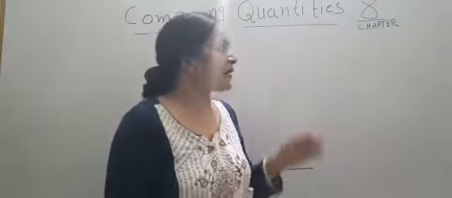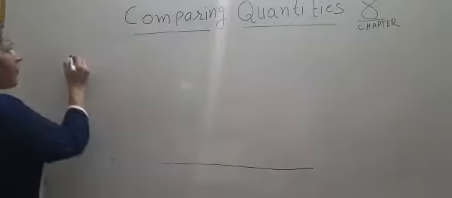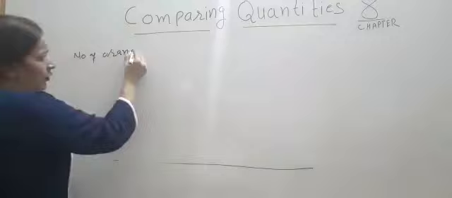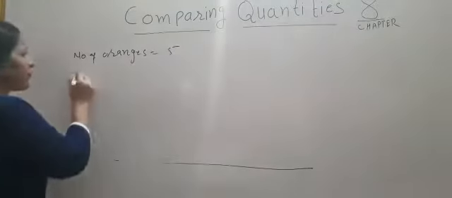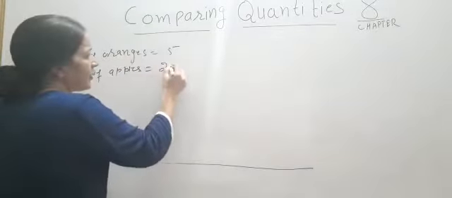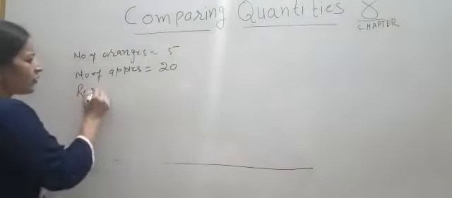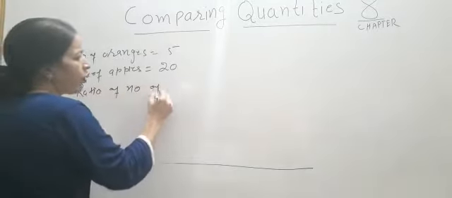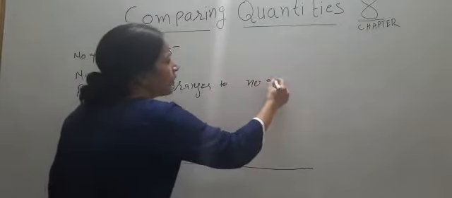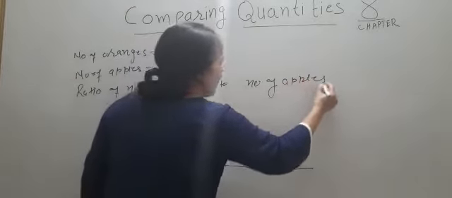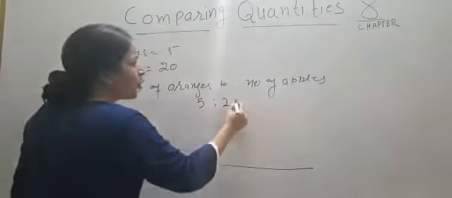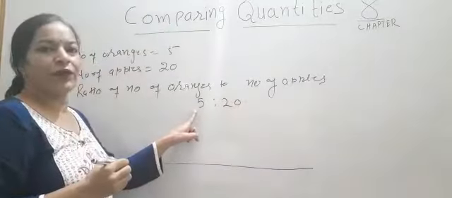Ratio means comparison. For example, I am having number of oranges 5, number of apples 20. So the ratio of number of oranges to number of apples, what? 5:20. What have you noted?